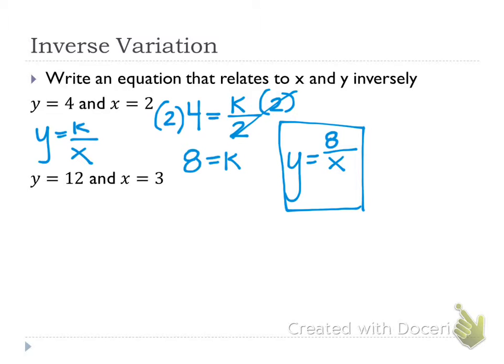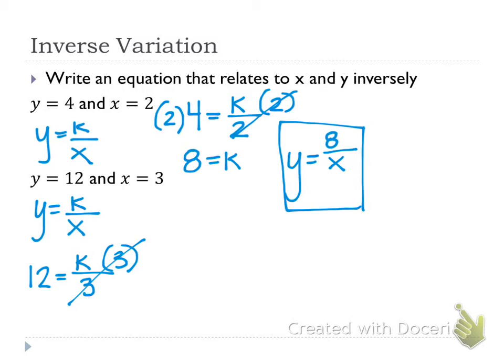Let's do the next one. Again, they told us to write an equation that relates x and y inversely. So I'm going to use this formula here, y equals k over x. And I'm going to plug in my numbers. 12 equals k, since I don't know what it is, over 3. Again, I say k and 3 are being divided, so the only way to get k by itself is to multiply. I multiply by 3, which cancels that out.